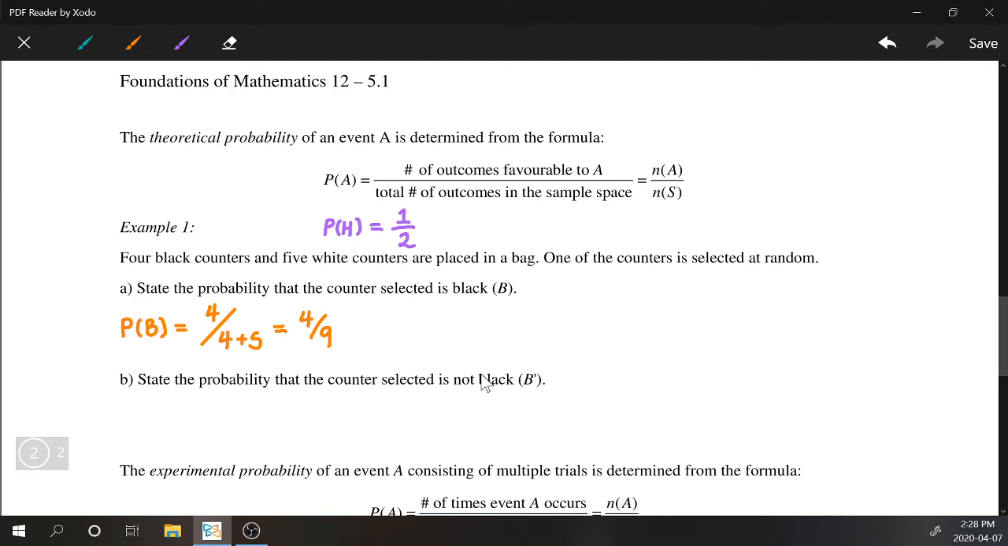Now, because there's only 2 colors of counters in the bag, if the selected counter is not black, then there are 5 counters that are not black. So this would be 5 out of 9. Nice and easy one. So you can see in this case that the selected counter is not black and the selected counter is white are the same event, so they're equivalent.